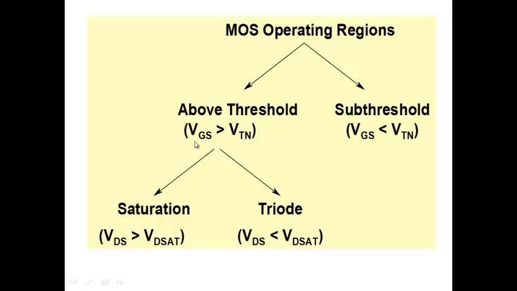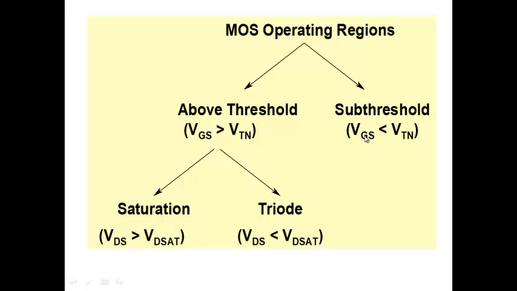The second one is, if I'm above threshold, I can be in the saturation region if my drain to source voltage is larger than VD-SAT, or in the linear or triode region if my drain to source voltage is less than VD-SAT. So where the MOSFET is operating depends on VTN and VD-SAT. These are the two voltages that decide: VGS greater than VTN or VGS less than VTN, and VDS greater than VD-SAT or VDS less than VD-SAT.